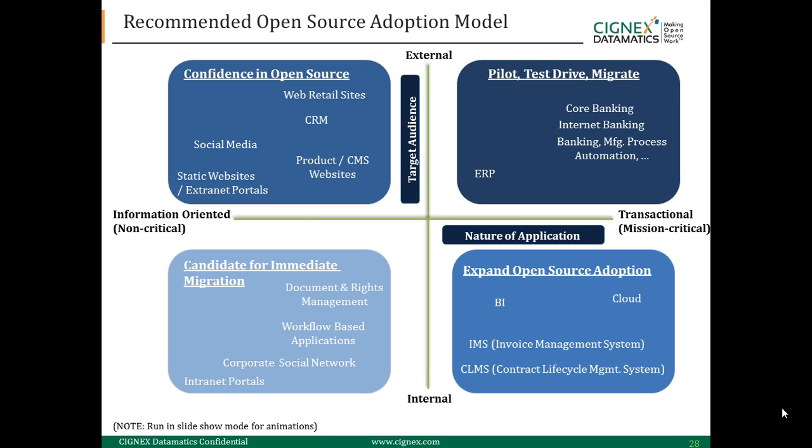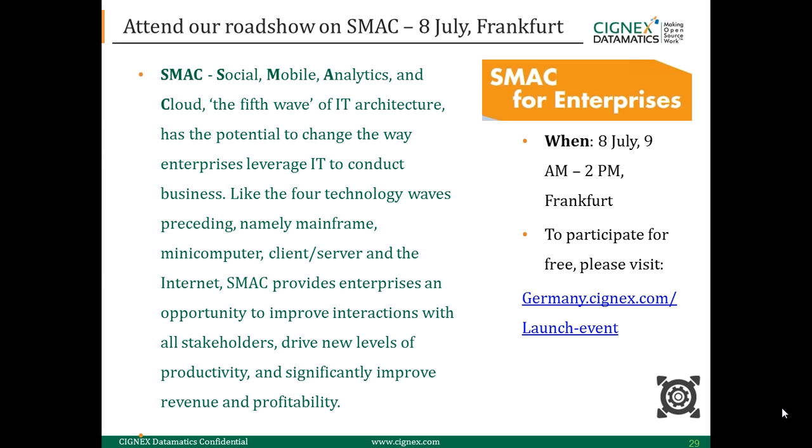When it is a transactional mission critical system and it is for internal customers, you can slowly expand your open source offerings. You can start with one of the implementations and go ahead and do the implementation for other areas as well. When the target audience is external and you have mission critical systems, the approach that we suggest is to do a pilot implementation. So do a smaller implementation for one of the areas, then test it for the other departments, and finally migrate the whole system. So that's about the open source adoption model that we use in CIGNEX.